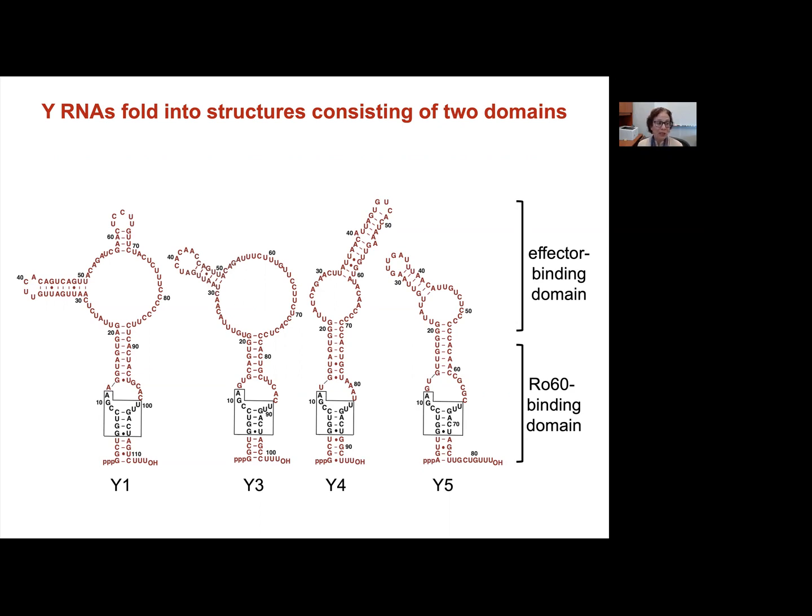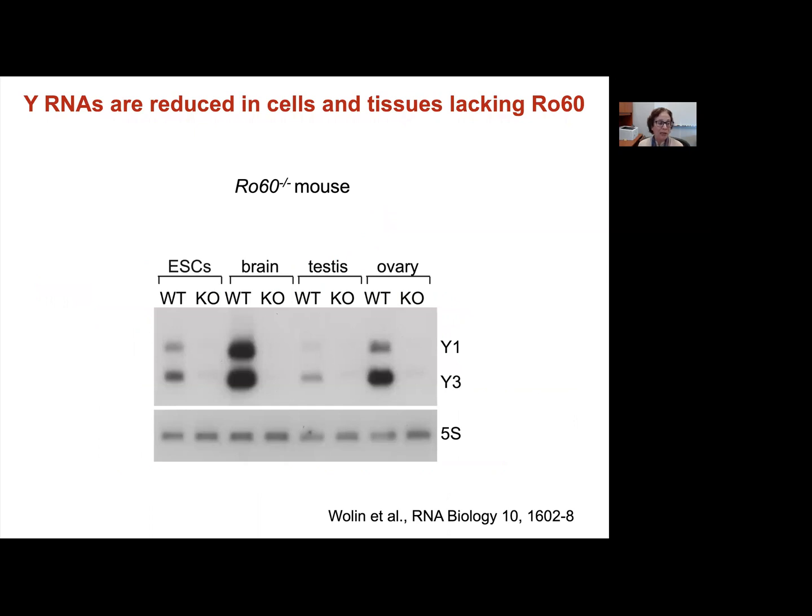The Rho60 protein is the major protein partner of Y-RNAs, and Y-RNAs from humans, mice, and bacteria are all unstable when Rho60 is absent. This shows a northern blot from wild-type mouse cells and tissues compared with the same cells and tissues from a Rho60 knockout mouse. In all cells and tissues lacking Rho60, Y-RNA levels are drastically reduced. So this leads to the question, what is the Rho60 protein?